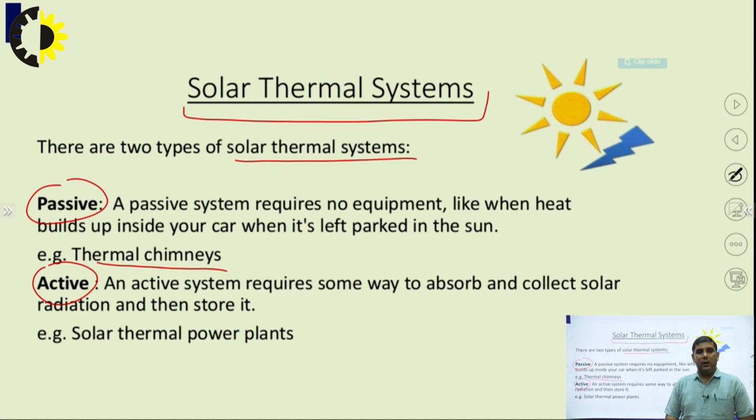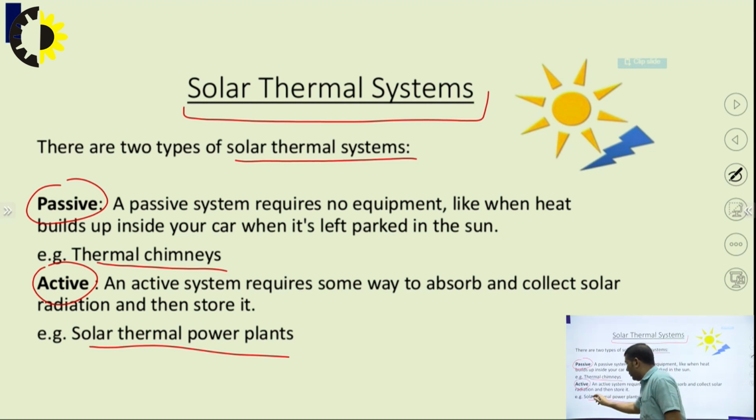Then the other type is the active system. An active system requires some way to absorb the energy, collect solar radiation and then store it. An example of this one is the solar thermal power plant. So you can say solar thermal power plants come under the active category of solar thermal power generation systems. So we are going to discuss these solar thermal power plants.